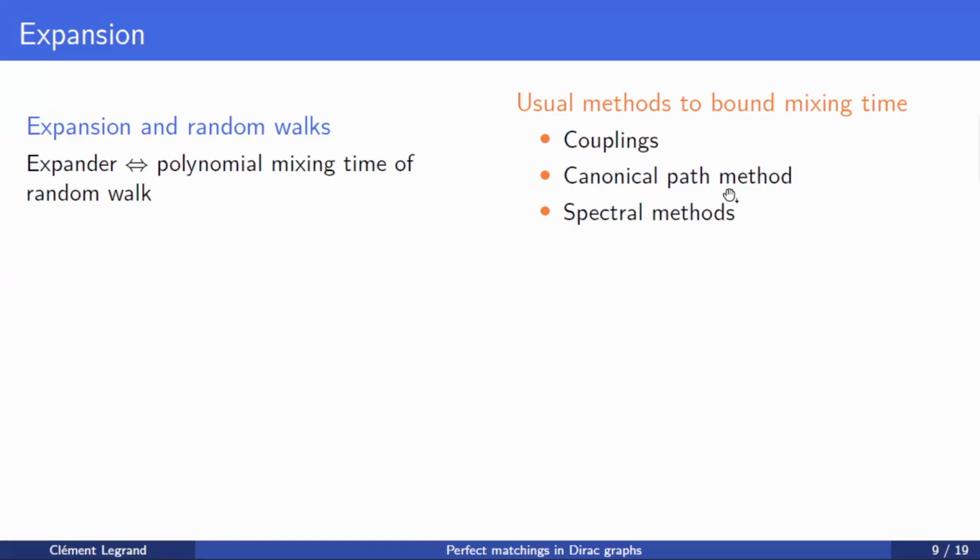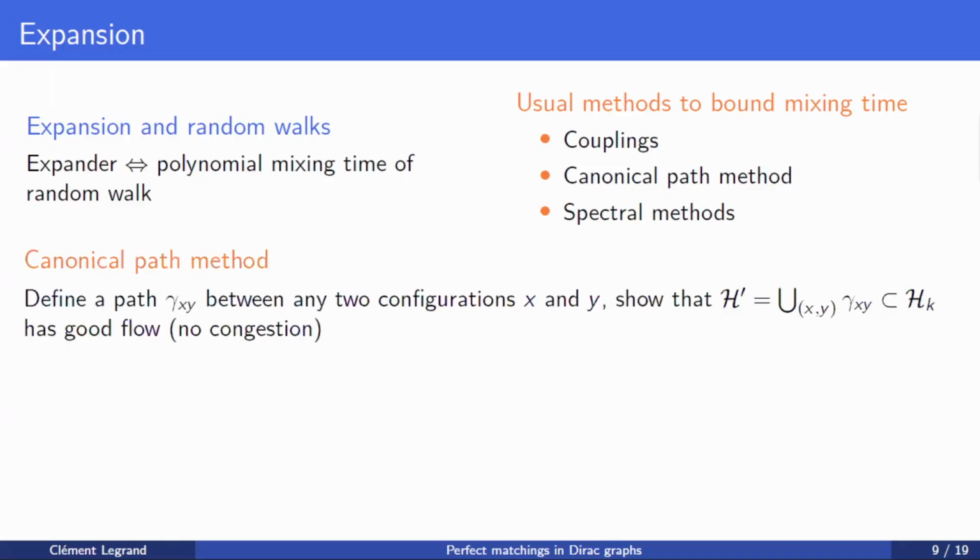One of them is the canonical path method, and we can also use some spectral method. So today we'll be focusing on this canonical path method. And my goal is not to give you the full proof, but rather to give you some small ingredients, and also some rules of thumb to decide when you should use this method and when it has good chances of working. Okay, so what is the canonical path method?